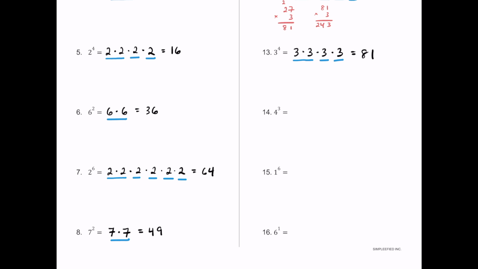Okay. For number 14, we have 4 cubed, or 4 to the third power. That's going to be 4 times 4 times 4. And so let's see, 4 times 4, that's going to be 16. And so what's 16 times 4?